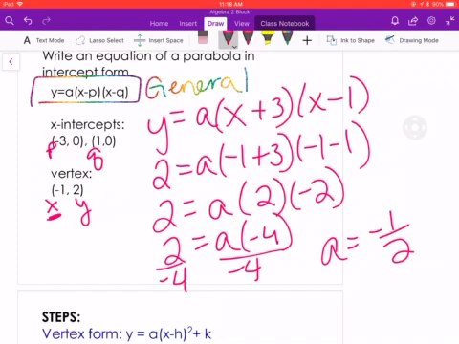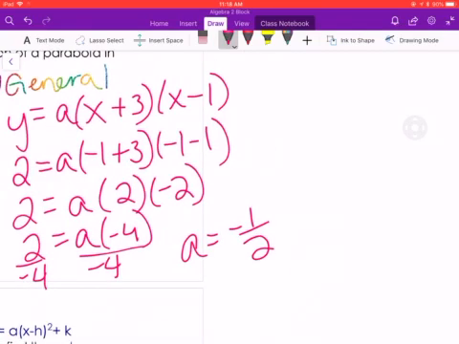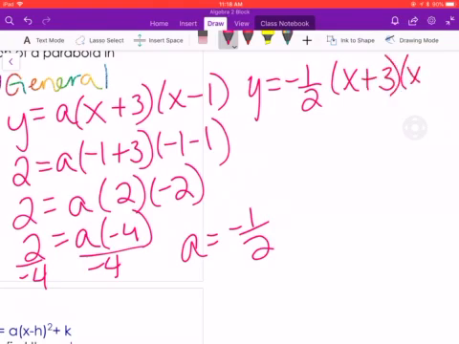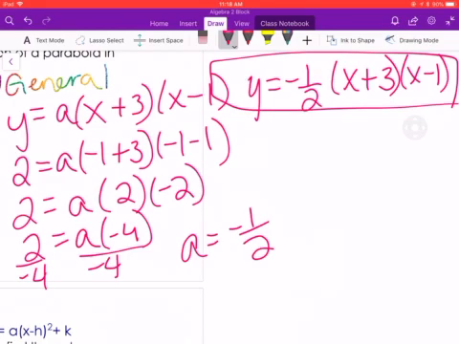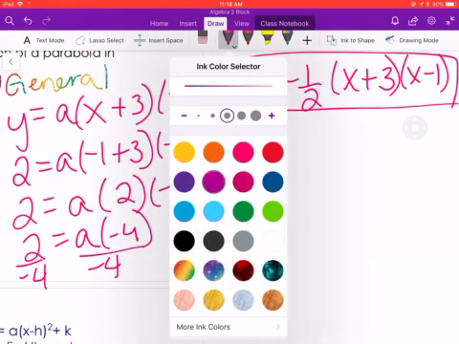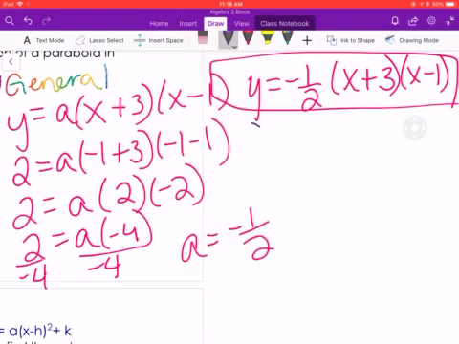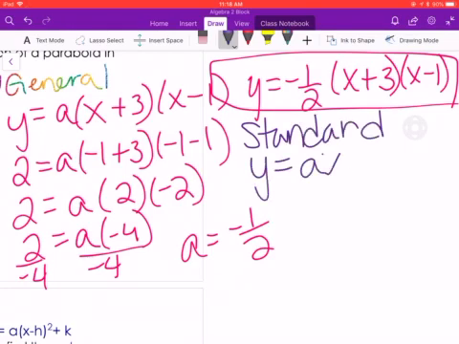So I'm going to take this one step further now, and I'm going to plug that back into my equation. So -1/2 times X plus 3 times X minus 1. This is in factored form. Now I'm going to take that and I'm going to turn it into standard form. So remember, standard form is when you have ax squared plus bx plus c.